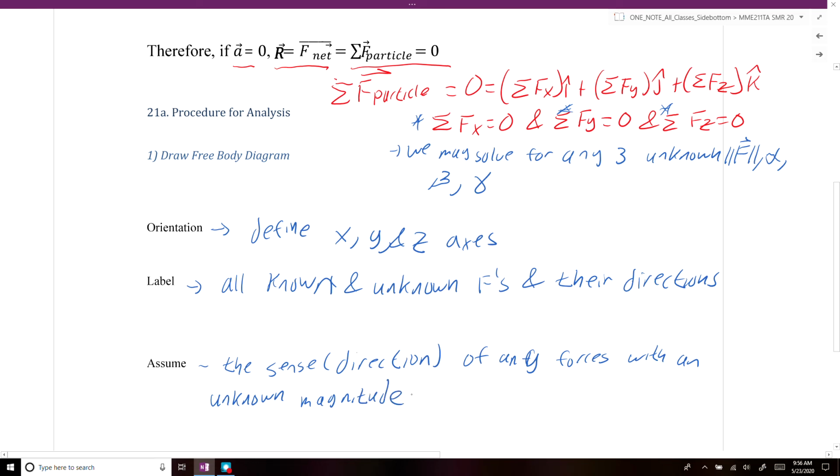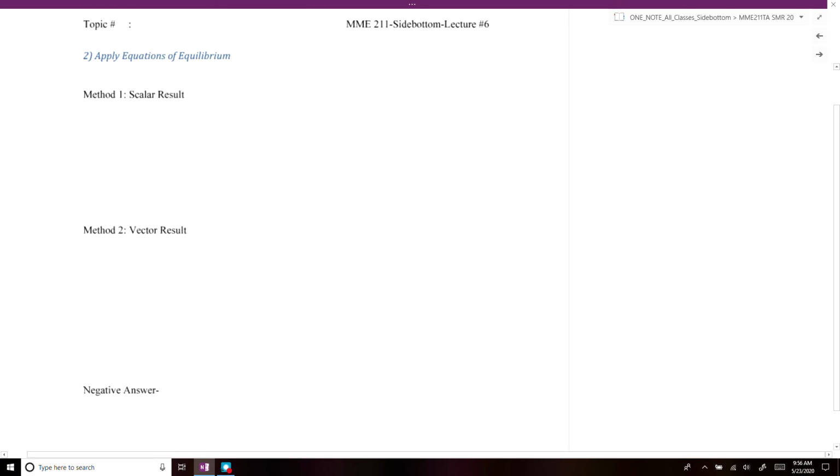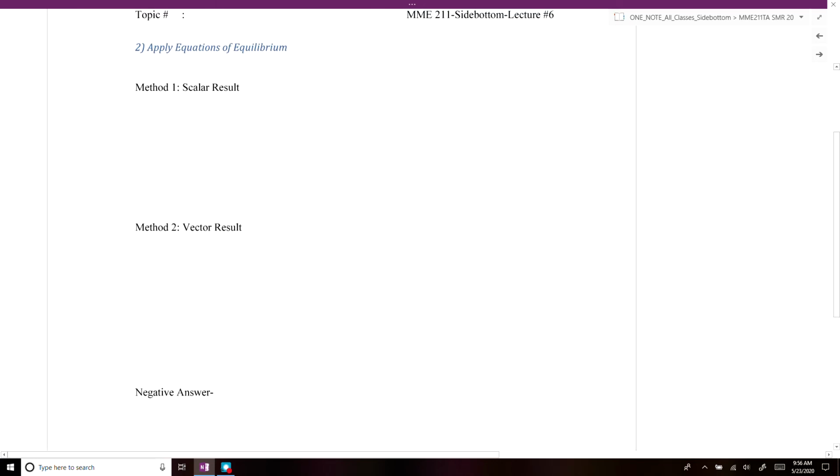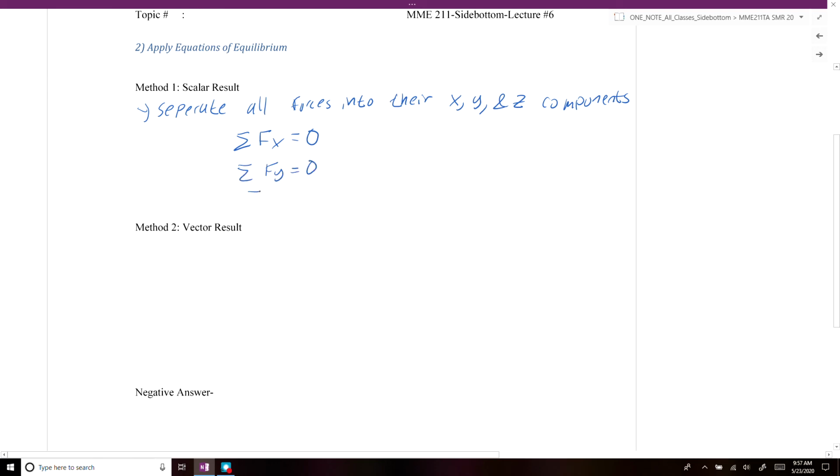Okay. So after your free body diagram is complete, you're going to then apply your equations of equilibrium. For the equations of equilibrium, you can use either of the following two methods. The first method is the scalar method. What you would do is separate all your forces into their x, y, and z components. And then you would insert these components into their respective equations. So you would put all the x components into this equation. You would put all the y components of all the forces acting on the particle into this equation. And you would put all the z components acting on a particle into the third equation.